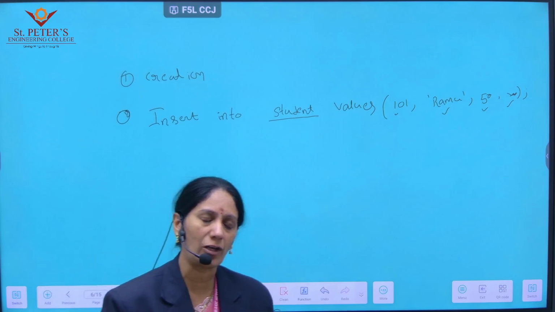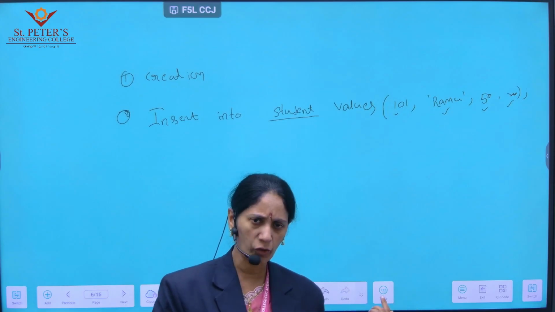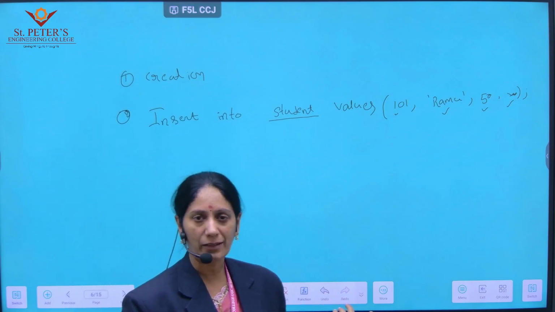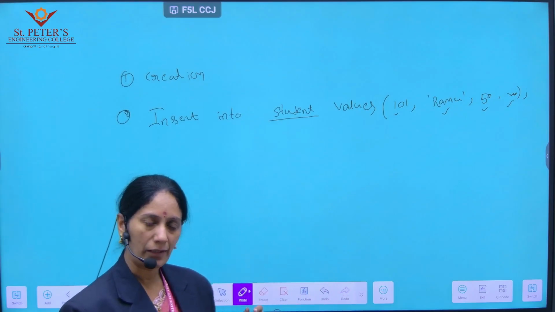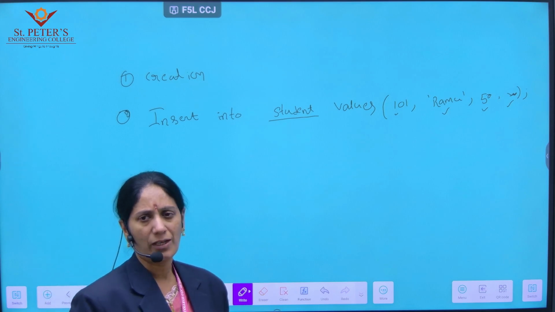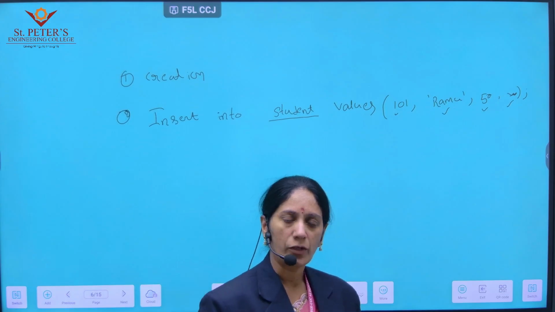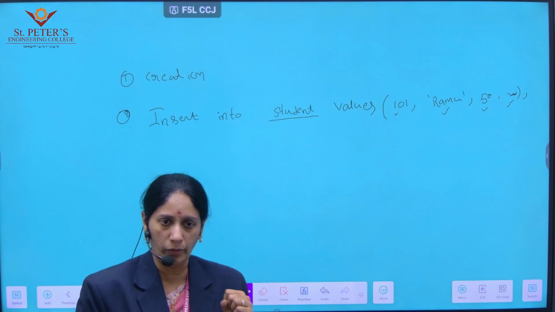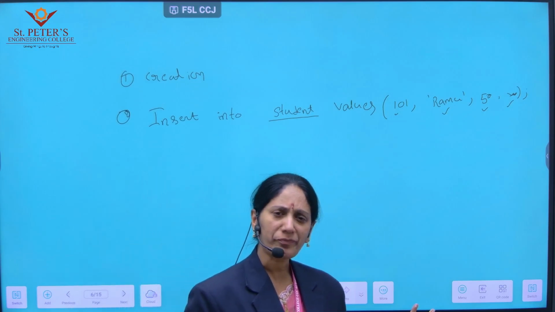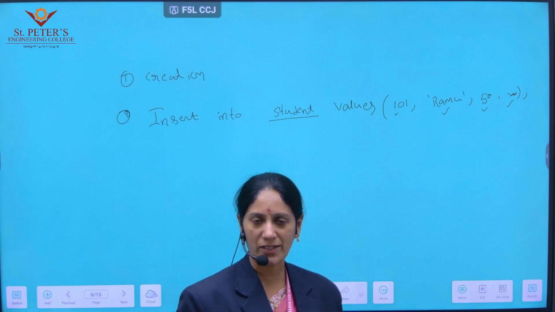How many rows of values do we have to insert? All the rows will be inserted at a single time. For this purpose, which command do we use? The insert command. Clear? How to create the database and insert the data: using the create command, we first create the database. After creation, using the insert command, we insert the data.